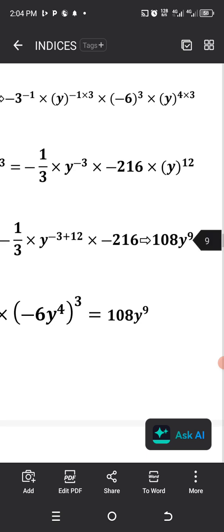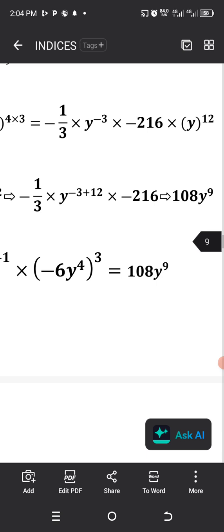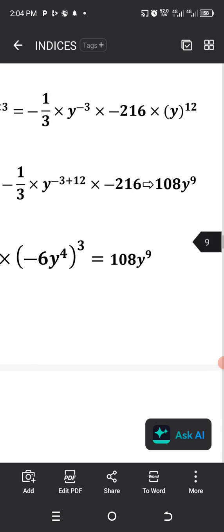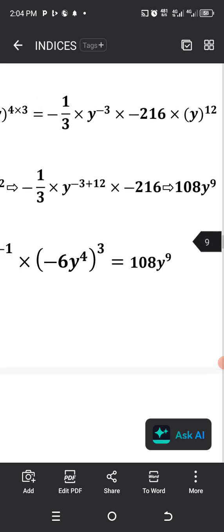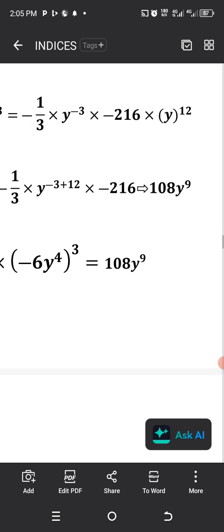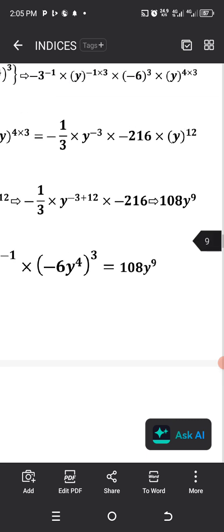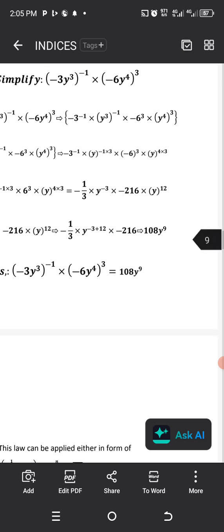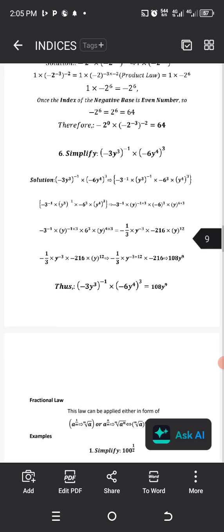You can see at the previous line, we have y raised to power minus 3, and the second y raised to power 12, and eventually in the next line we have y raised to power minus 3 plus 12, multiplied by minus 216. So if you express this, recall that minus times minus is plus. That is why you're having 108 y raised to power 9, because minus 3 plus 12 is 9. So that is why y is raised to power 9. And that is the final answer for that question 6 under product law.